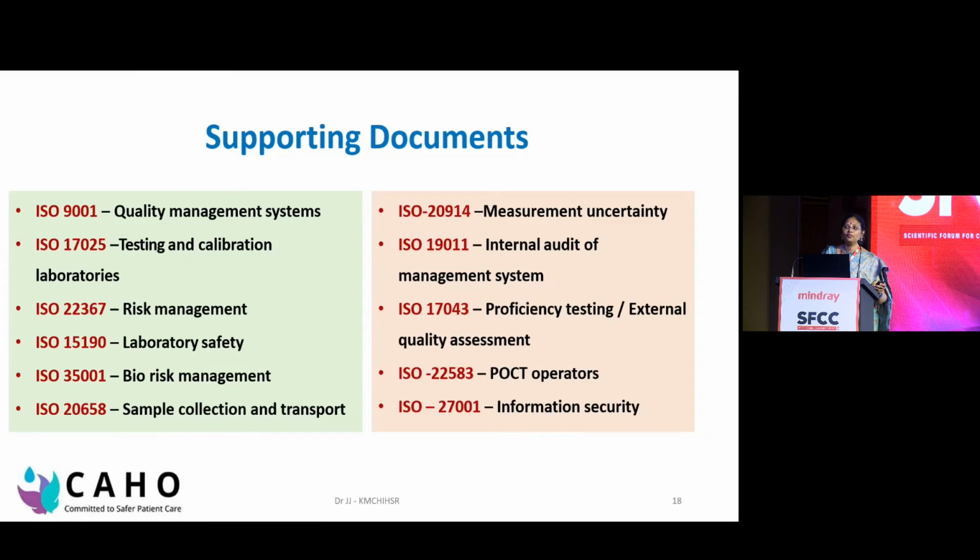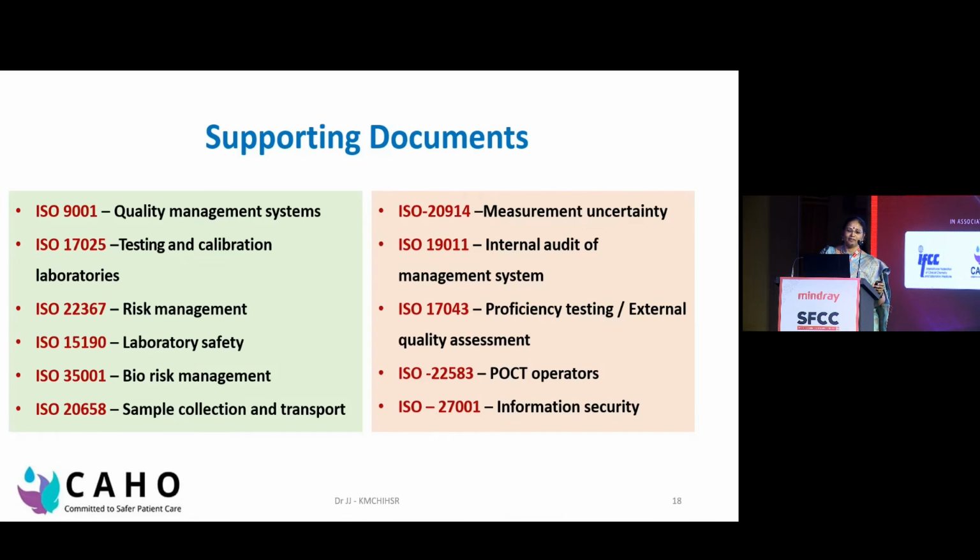So what are the other supporting documents that the lab needs to look at? Just ISO 15189:2022 does not suffice. You need to reference ISO 9001, which is a quality management system document, from which you take all your inputs. ISO 17025 is taken from that, which looks at testing and calibration laboratories. The difference is that here you're looking at medical laboratories.